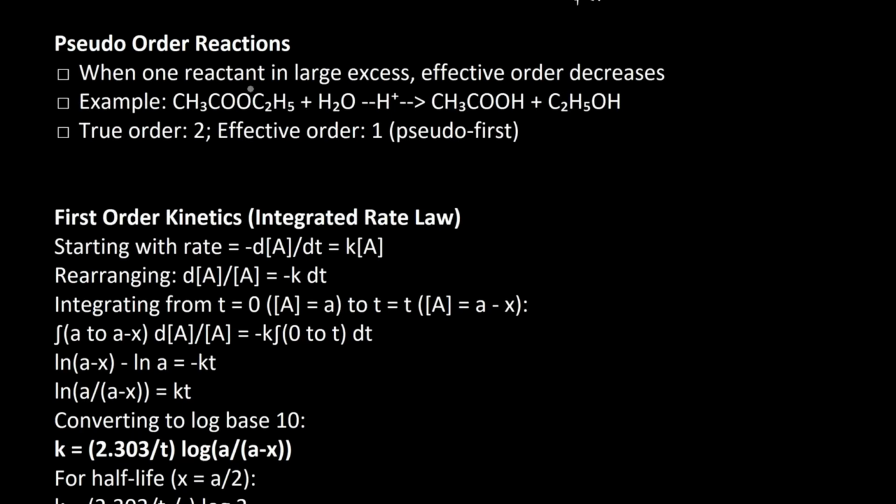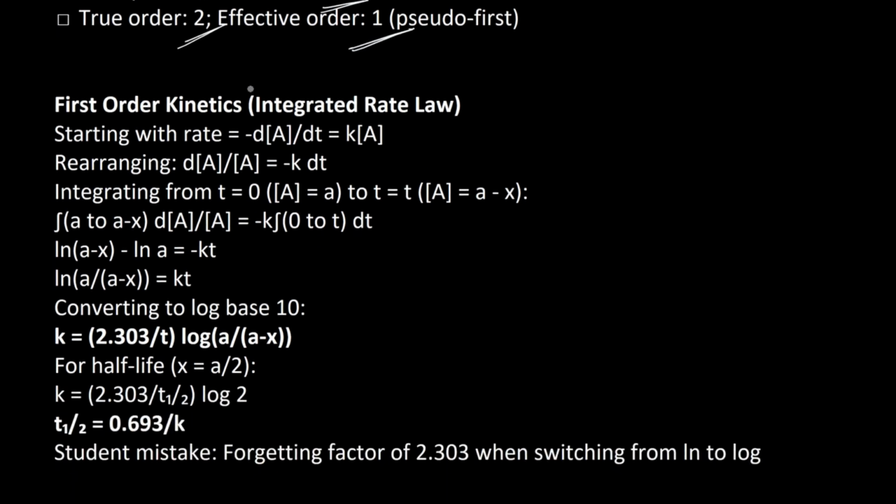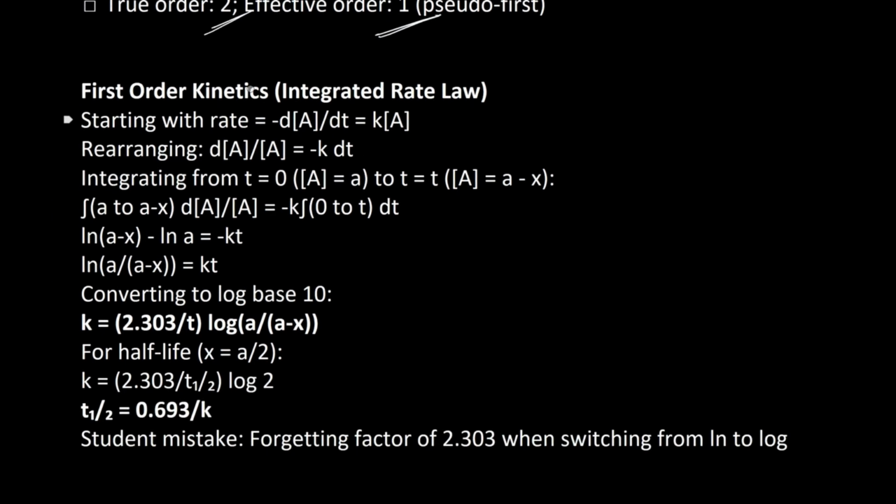And pseudo order reaction, when one reactant is in large excess, for example ester hydrolysis, the effective order decreases. Here I have ester and water, but the true order that we found is 2, but technically it becomes 1. That's why we call it pseudo first order. So these are some integrated first order kinetics rate expressions along with the derivation I just provided you. But the important formulas are ln A by A minus X and this one.